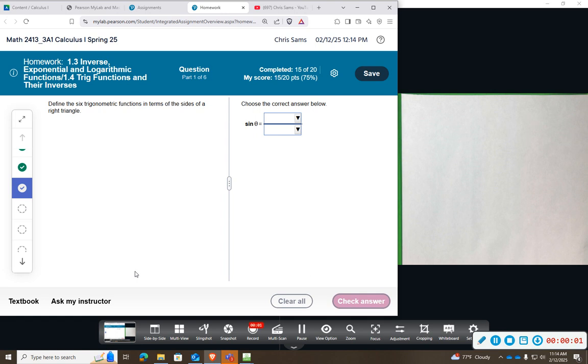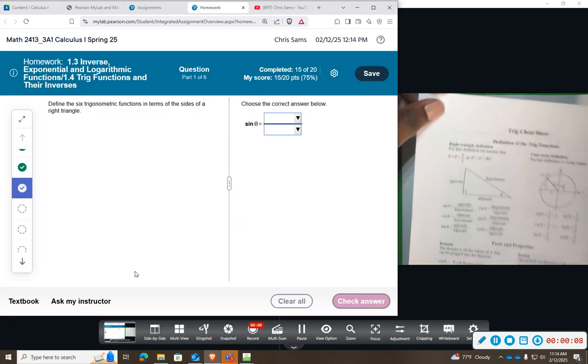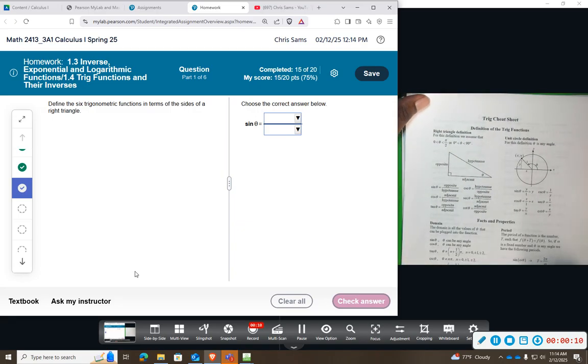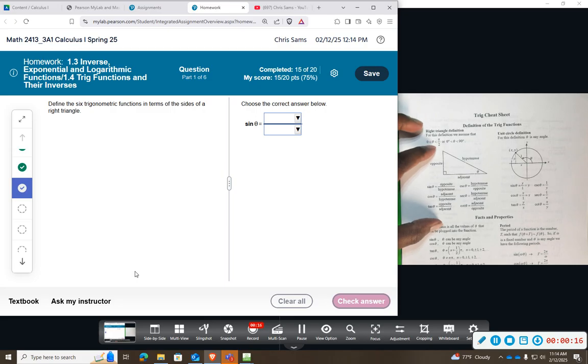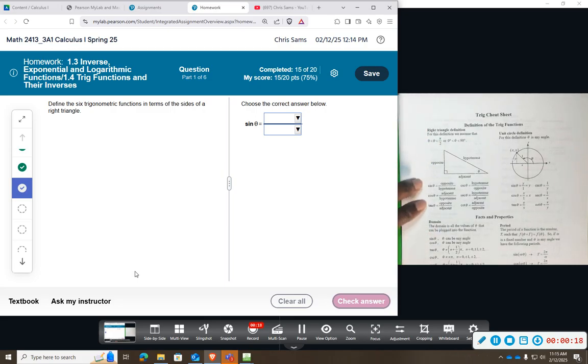All right, number 6, we want to identify or define the six trig functions. So I do have a sheet in our course, but also I'm going to pull it up. There are several different trig cheat sheets you can find online or in the text. This just helps us remember the relationship between the trig functions and the corresponding sides on a right triangle and how they're labeled.